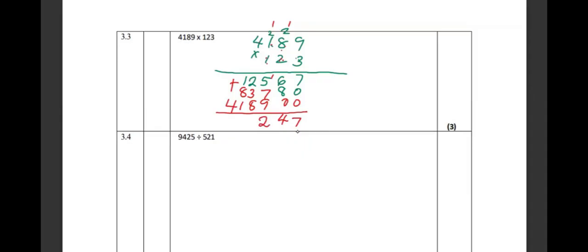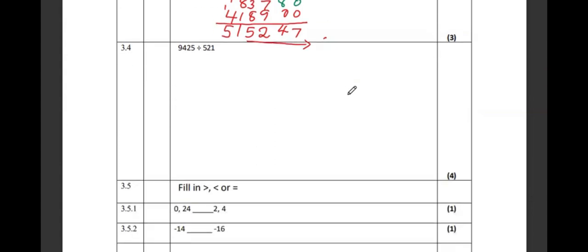So 2, you carry 2. That's going to be a 10 plus 5 is a 15. So 5, you carry 1. 1, 1, 1, and 8. That's going to be 11. 1, you carry 1. And then that becomes a 5. So this becomes our final answer. So if you don't have any of the steps, then chances are high you're going to lose out on the 3 marks. And then 3.4, they said we can use the column method, but there's nothing like column method. We only need to use the long division.